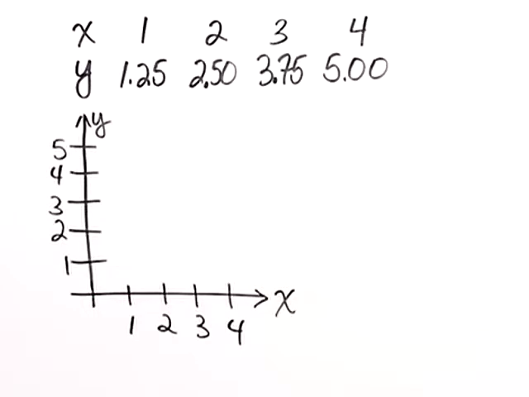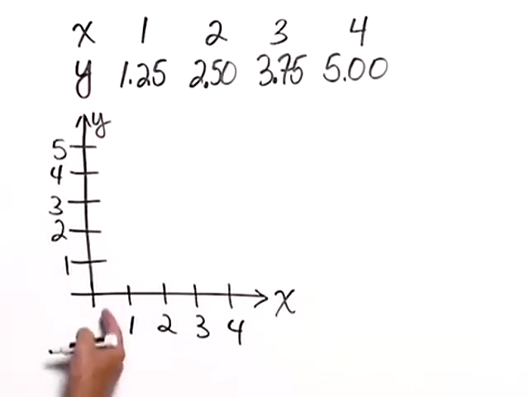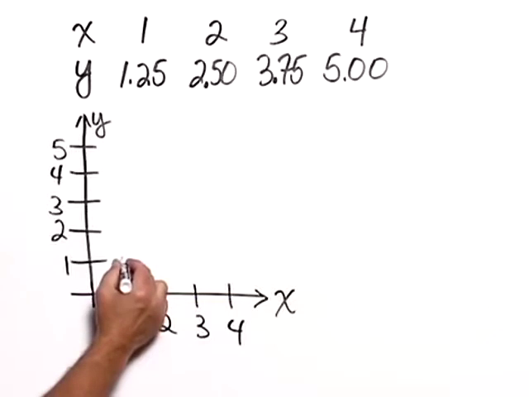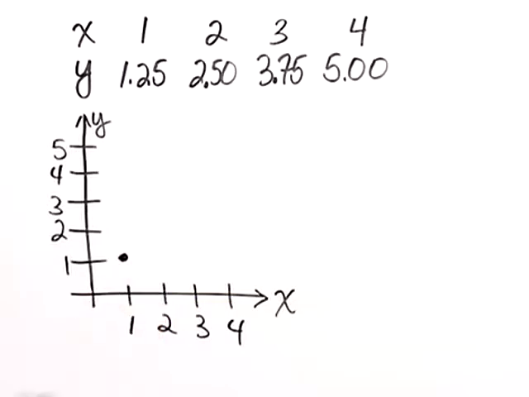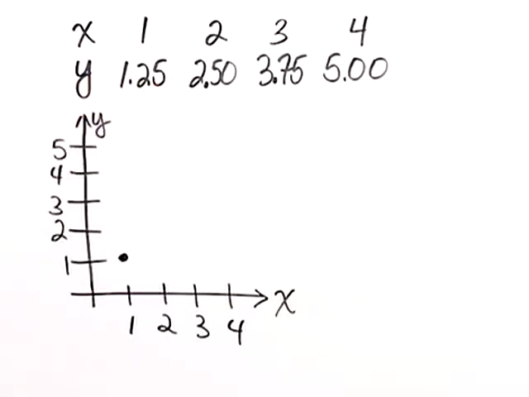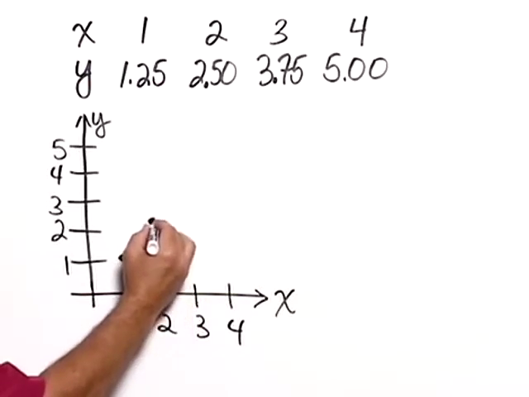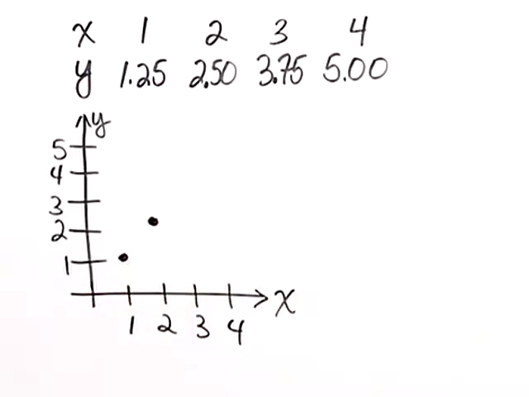and 5.00. We want to plot 1, 1.25. So here's 1 for the x value and approximately 1.25 for the y value. Our next point is 2, 2.5. So here's 2 and here's 2.5, or at least approximately.